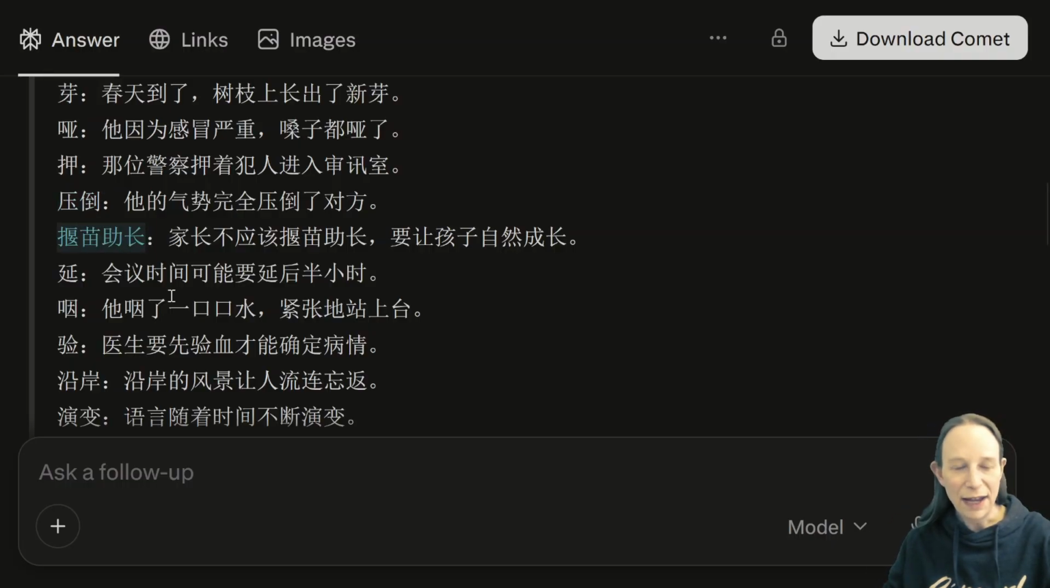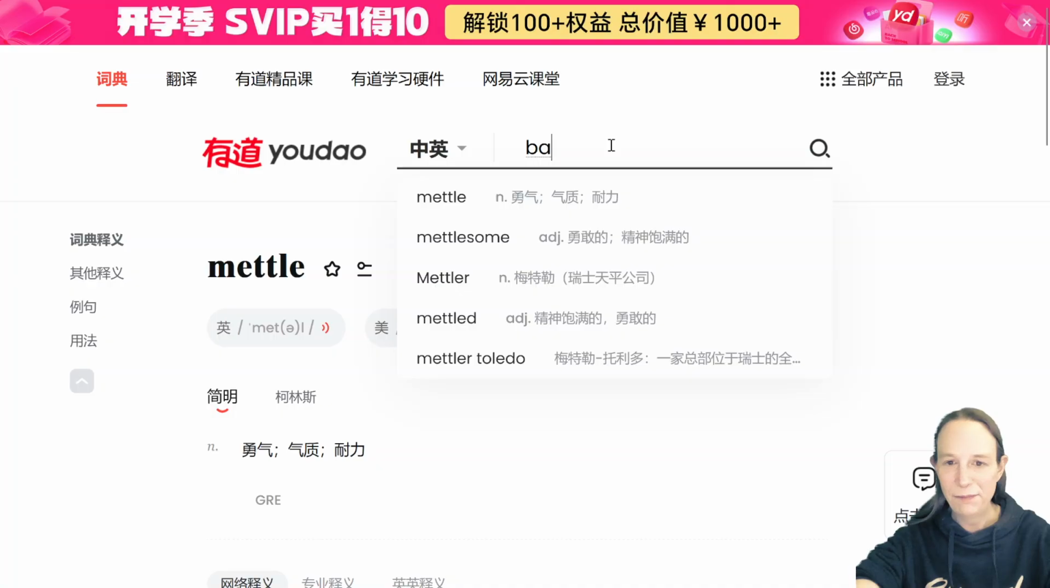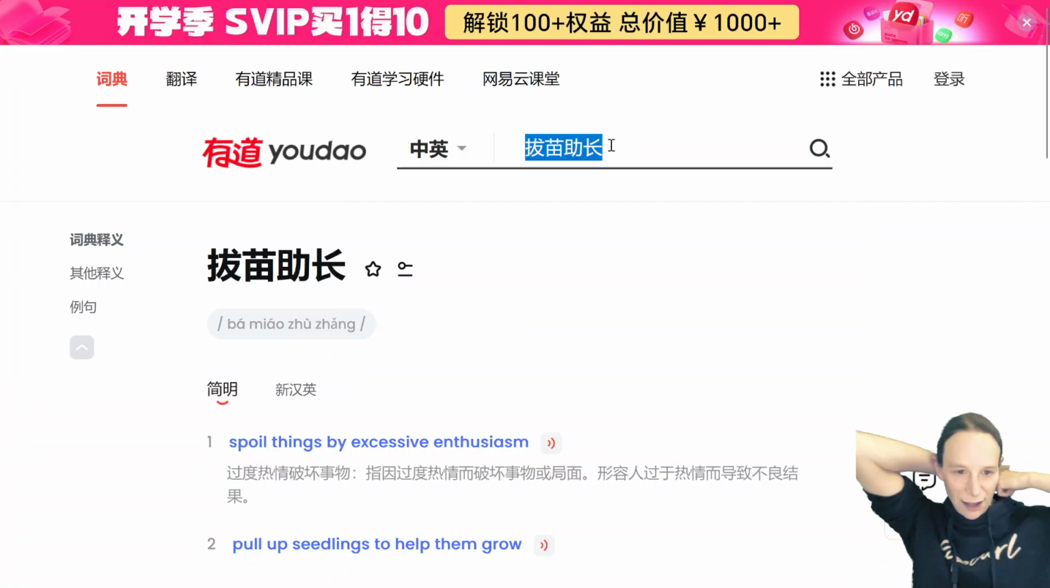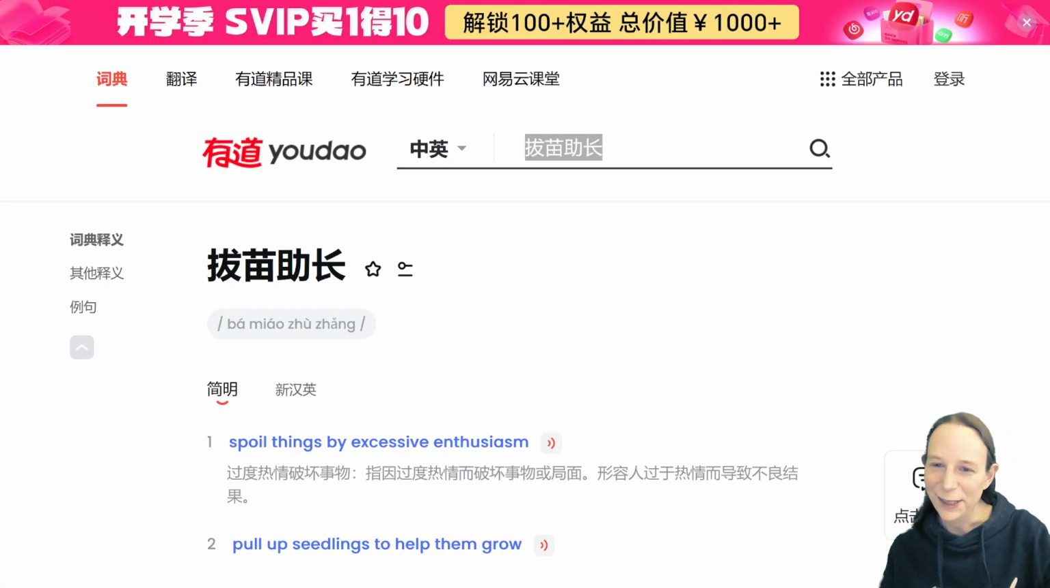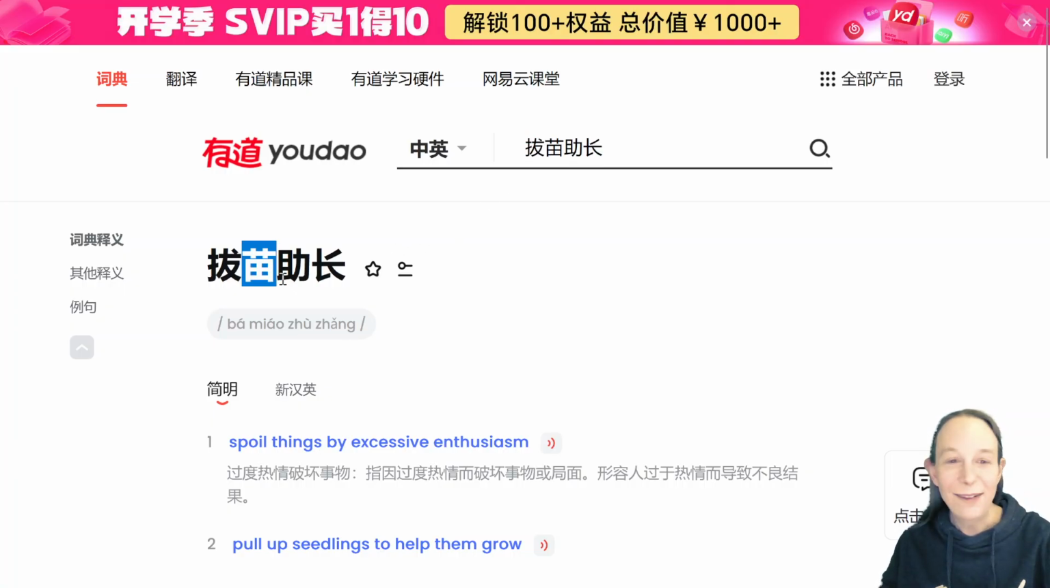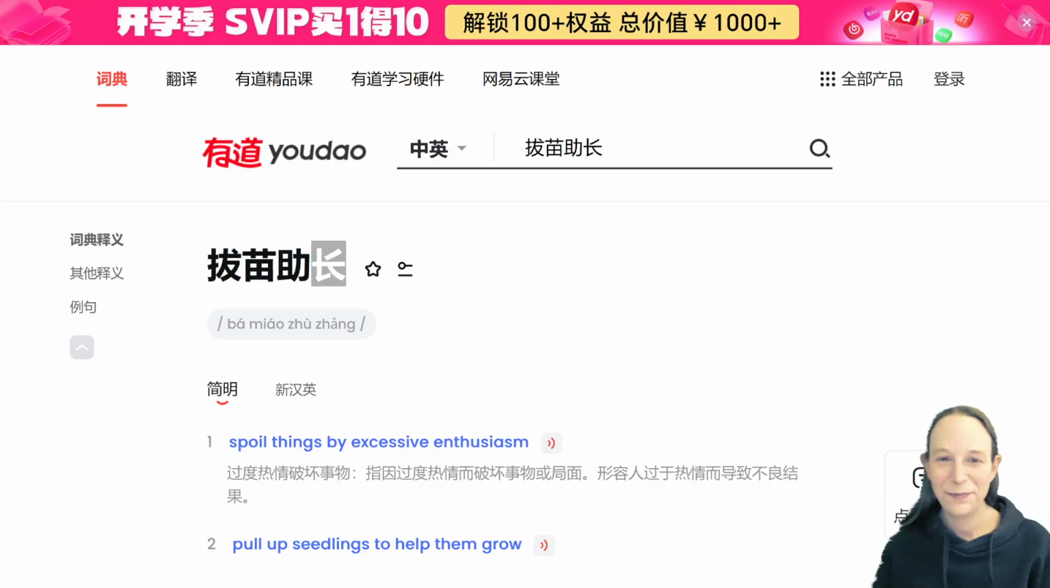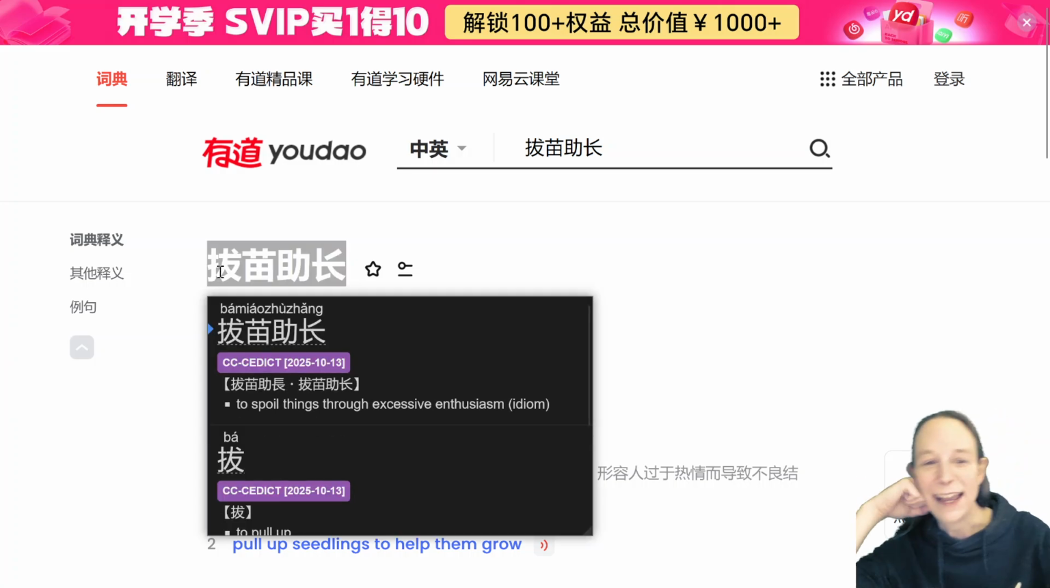Okay, next is ya miao zhu zhang. Ya is fourth tone, is it? So okay, ya miao zhu zhang. Yeah, so normally you see it in ba miao zhu zhang. There's an interesting story behind this, Chengyu. Plant seedlings in the ground. And to make them grow faster, I tried to pull them out a little bit to help them. But what happened? Oh, they all died. You spoil things with excessive enthusiasm.